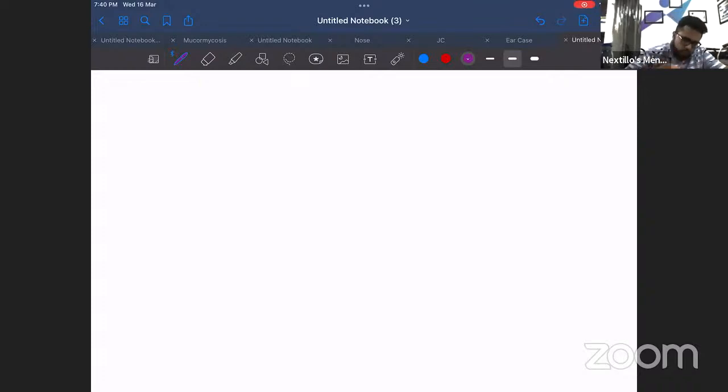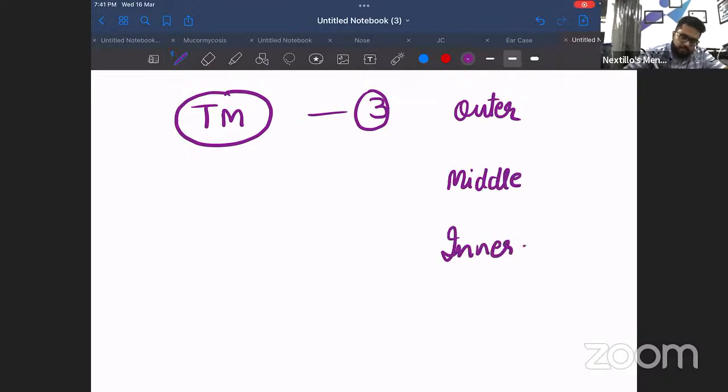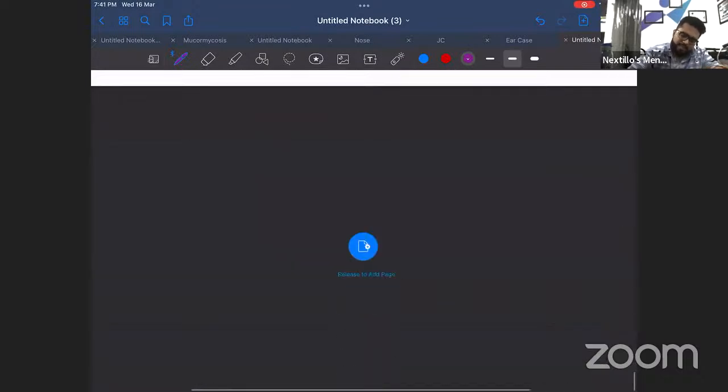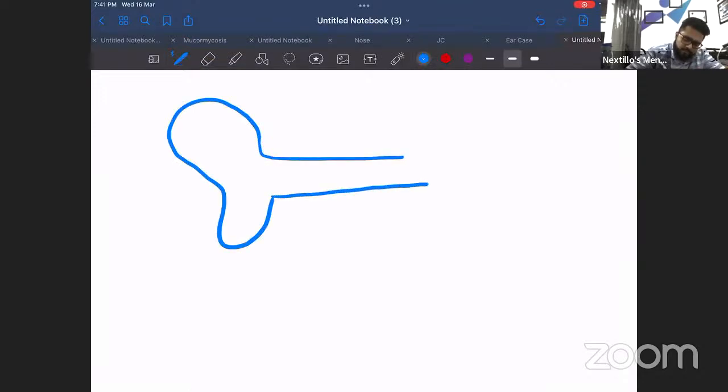Okay. So moving ahead, the tympanic membrane actually has three layers: the outer, the middle, and the inner layer. See, these three layers also, when you try to imagine, will become very easy for you. So this is pinna, this is external auditory canal. Okay, great. Now this is the tympanic membrane.